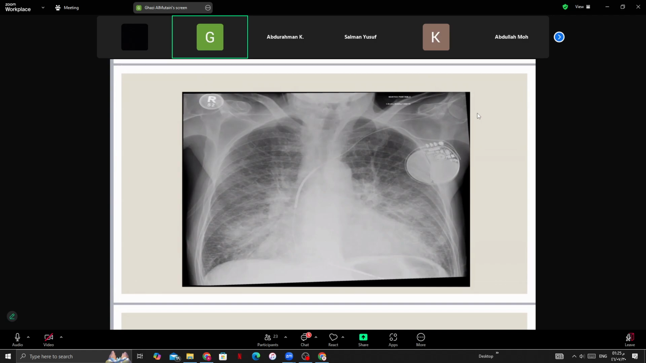Again, pulmonary edema. So you can see large vascular markings and Kerley B lines, and enlarged cardiac size or cardiac border. What about the machine? What do you think? Pacemaker. Excellent. This is a pacemaker. Okay. What about this chest X-ray?